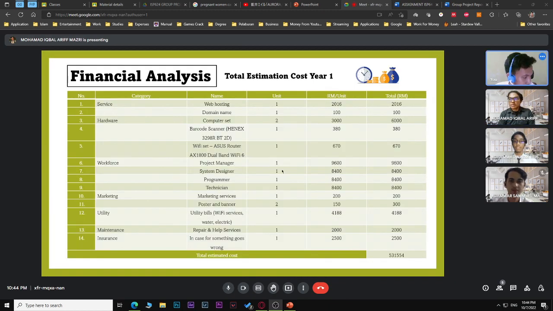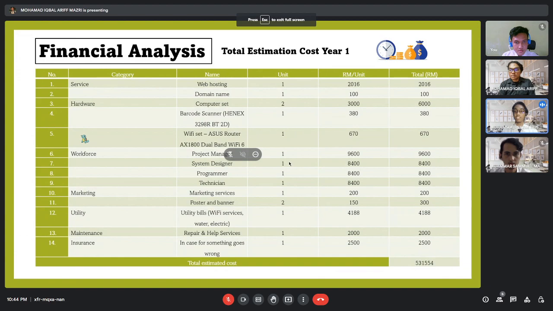Alright, thank you, Mr. AMIRUL HAFEEZ, for explaining the previous part. Now I'm going to explain the financial analysis of our company. We estimate the cost for the third year. For the first year, we have paid for service, hardware, workforce, marketing, utility, maintenance, and insurance.